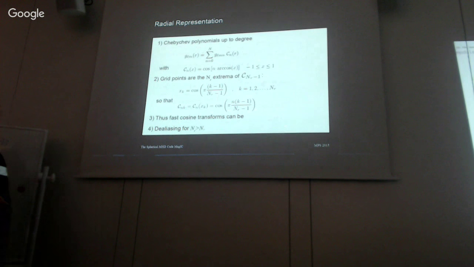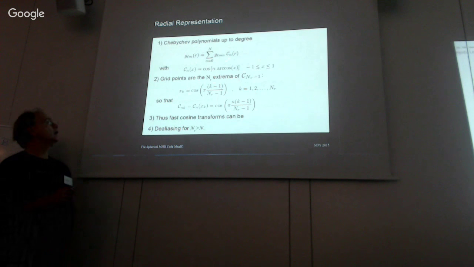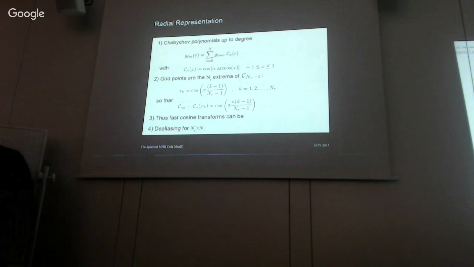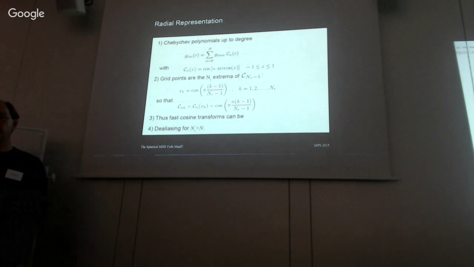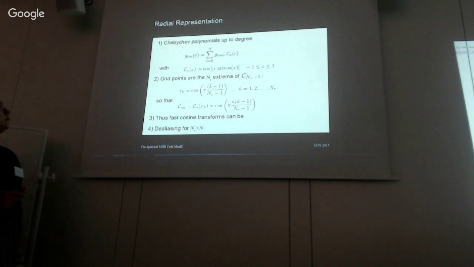Okay. So we haven't talked about the radial representation. Why do we need the radial representation? We actually don't solve in the Chebyshev spectral space. But we need the radial representation to get exact radial derivatives. That's the only reason for this transform in radius we use.